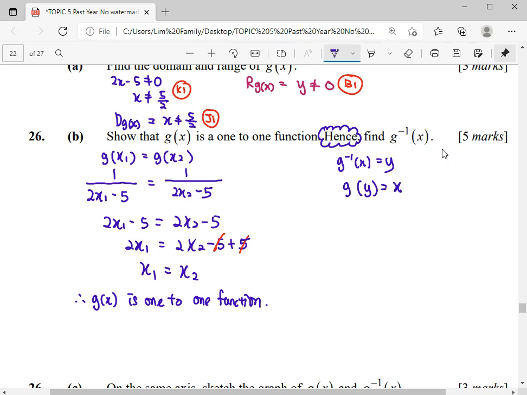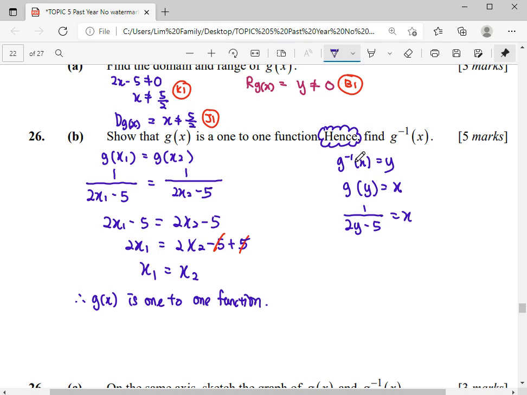Then we substitute our y into our function. It will become 1 over 2y minus 5. So what we need to do here is find out what our y is. We have to express our y in terms of x. Once you get your y, that will be represented by your g inverse.